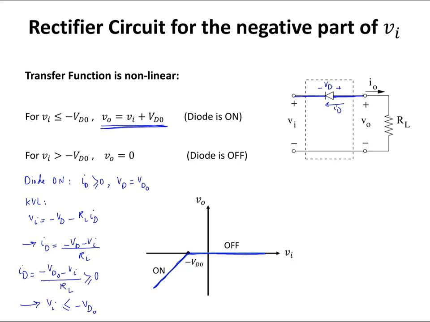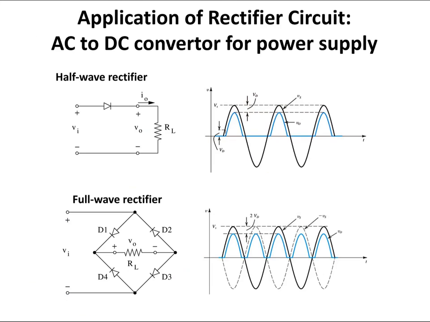Also, when Vi is greater than negative VD0, the diode is going to be turned off, and the current is equal to 0. When the diode is off, ID equals 0. And because the current is equal to 0, Vout is equal to 0.